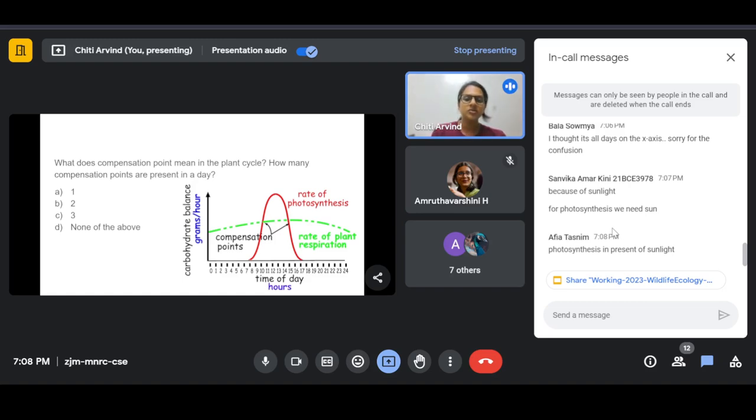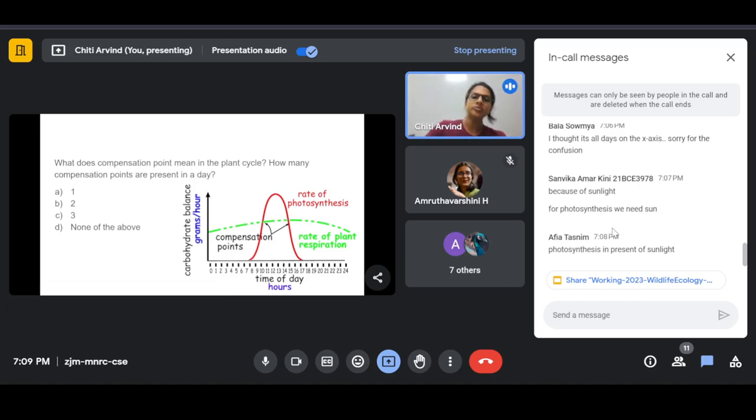So now this compensation point is the point at which the rate of respiration is equal to the rate of photosynthesis. So that means the amount of carbon sequestered is equal to the amount of carbon that is lost, right? Or due to breakdown of carbon due to the process of respiration. And at this particular point, you will have the compensation point.